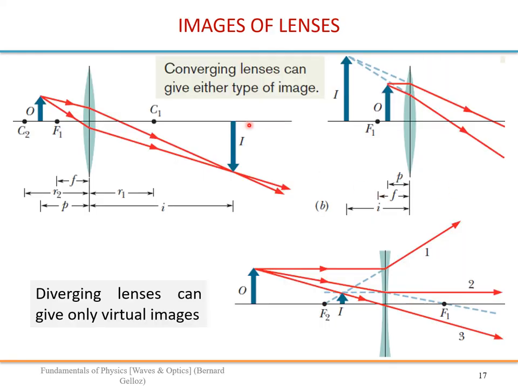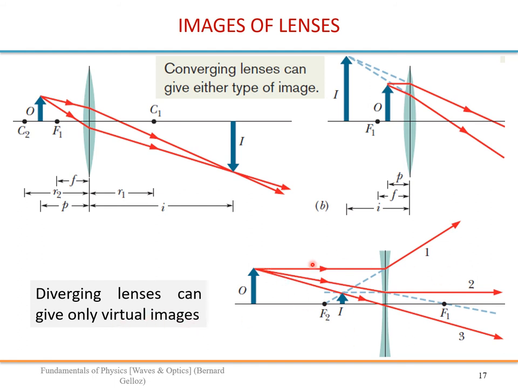So this slide summarizes what we have seen. When you have an object away from the focal point F1, you have a real, inverted image. And when the object is between the focal point and the lens, then you get a virtual, non-inverted image. This was for converging lenses, where you can get either real or virtual images, but for diverging lenses you can get only virtual images.